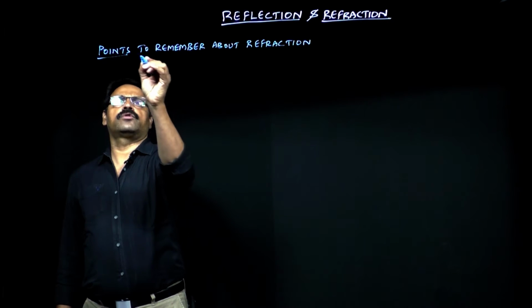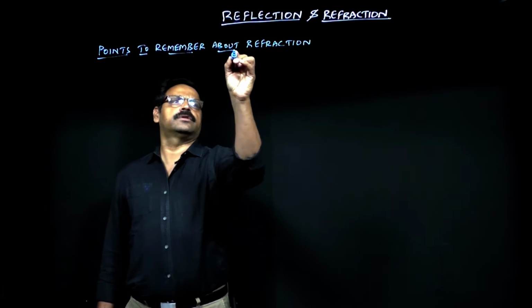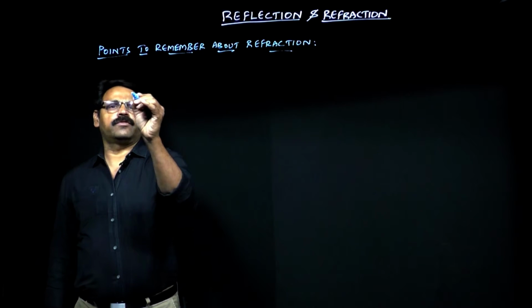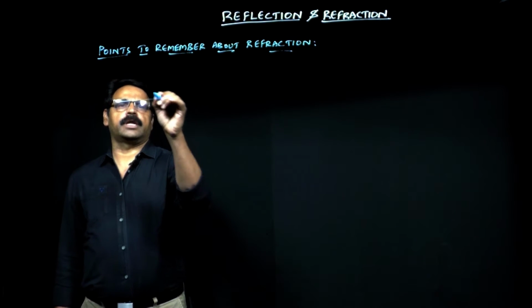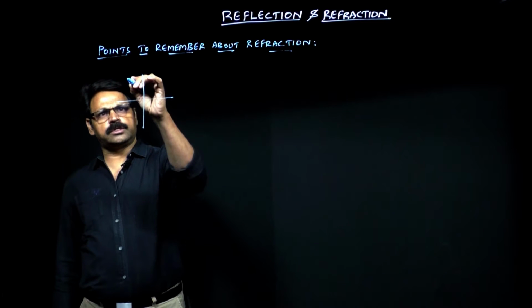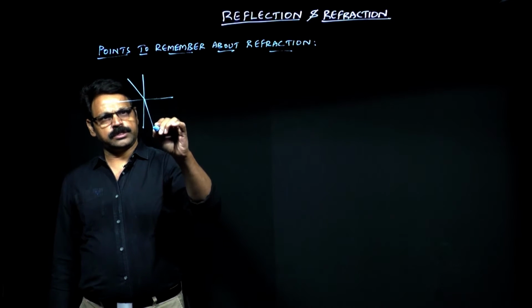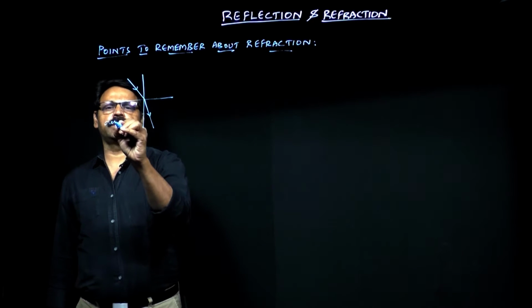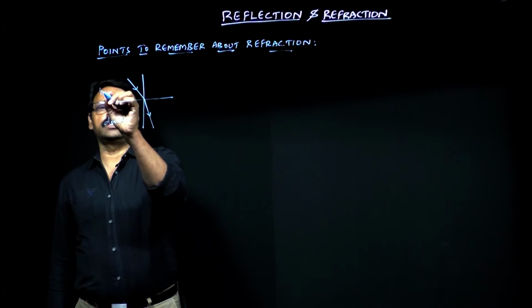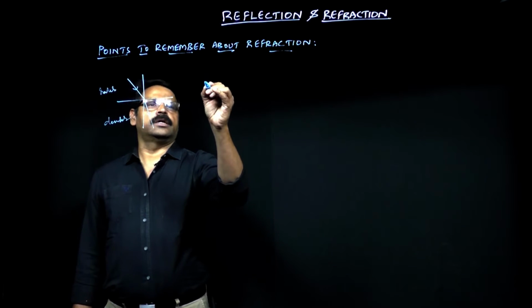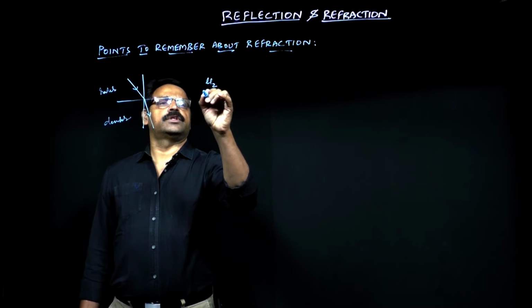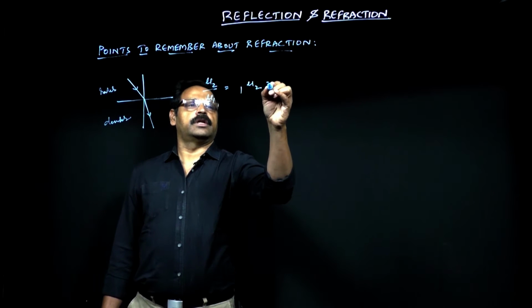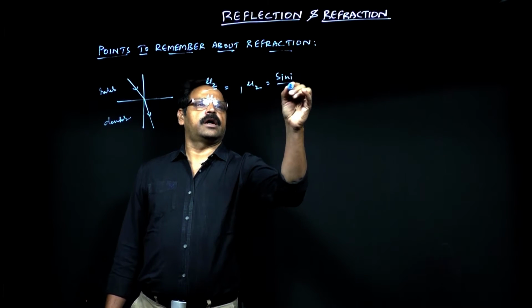Already we have seen a number of concepts associated with refraction. We'll add a few more points. As I said, whenever the light ray enters from rarer to denser, it bends towards the normal. So this is how it happens. In this case, this is called the denser medium and this is called the rarer medium. Here we are writing mu2 with reference to mu1, that I am writing as 1mu2, which is equal to sin i by sin r.